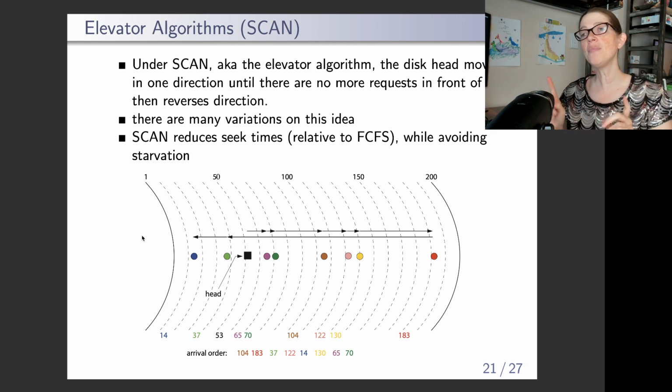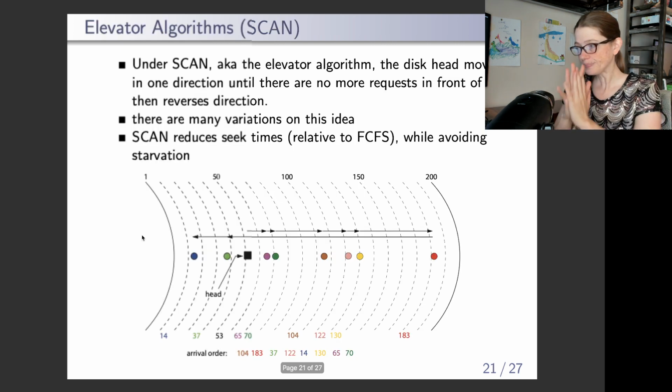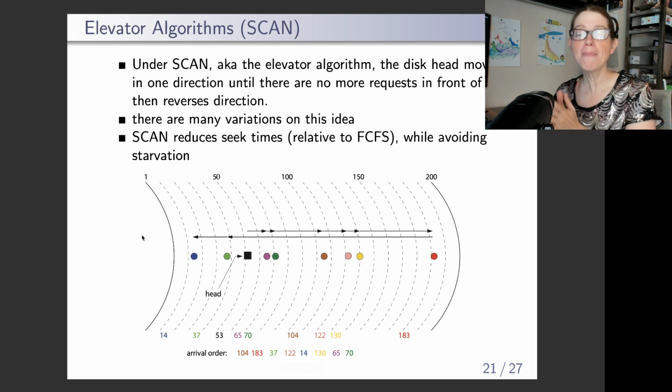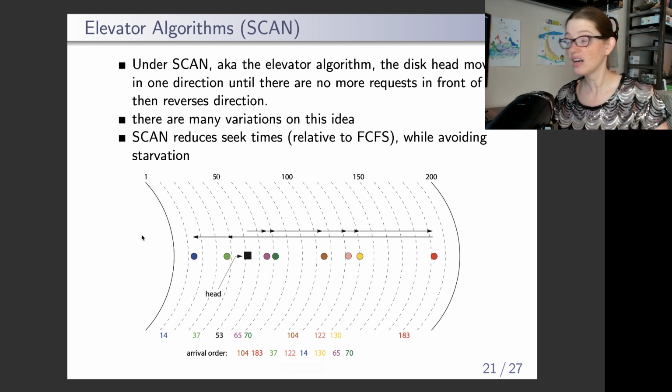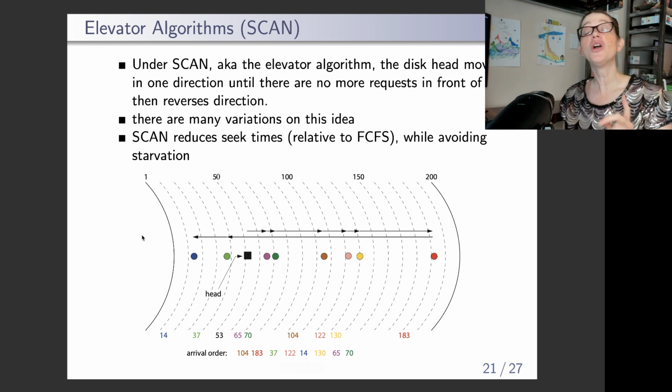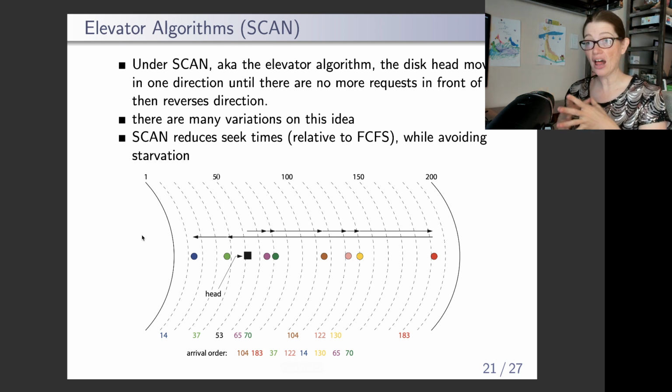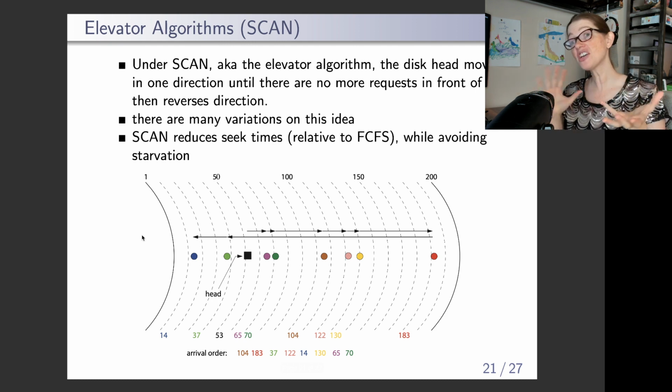Now, who implements these algorithms? That's a very good question. And the answer is complicated. So your kernel may implement scheduling algorithms for the disk in the device driver. That's entirely possible. Your disk itself may also implement the scheduling algorithm. So you may actually have multiple scheduling algorithms for disk heads going on. But the goal of this, again, is to minimize the distance that we actually have to move the read-write head to improve the cost per byte.